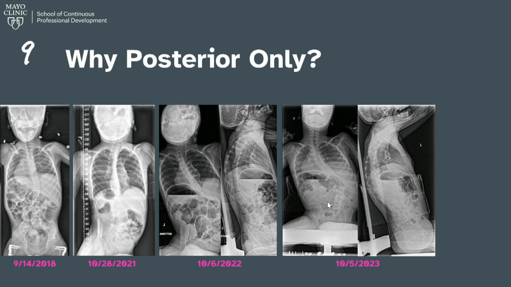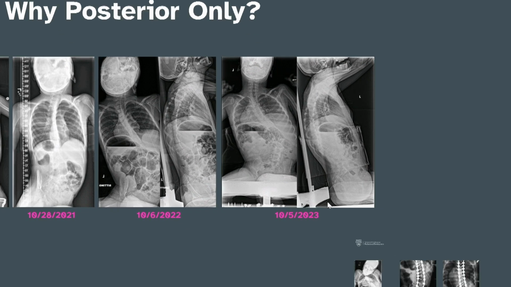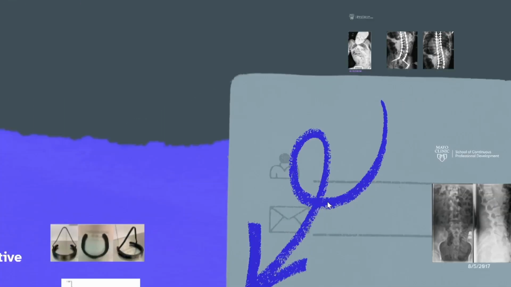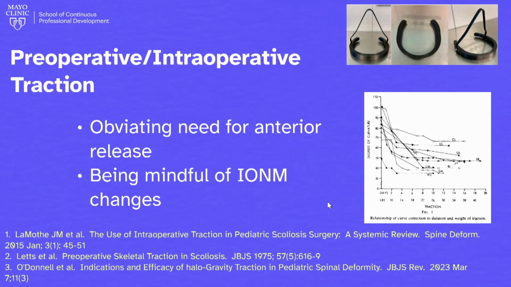But at least in our perspective, a lot of the times when we think of a posterior-only approach, based on the strength of the instrumentation and the type of implants that we have, we tend to bias ourselves toward operating on these patients through a posterior surgery. The significant correction that we can obtain with tractioning, and confirming safety with intraoperative neuromonitoring, has allowed us to approach this all posteriorly.